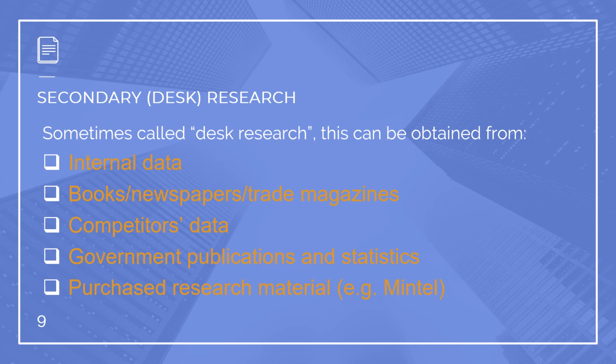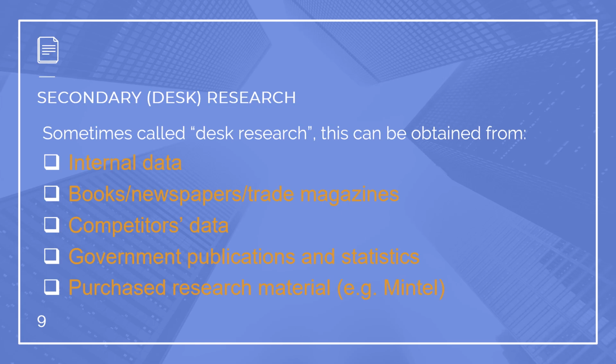Secondary, sometimes called desk research, and that's because you often will do it from the office. You can do different things. So internal data is any information that you already have inside your business. Books, newspapers and magazines, these are pretty obvious what they are, but it's when you use things that are already published to find out information that might be useful.